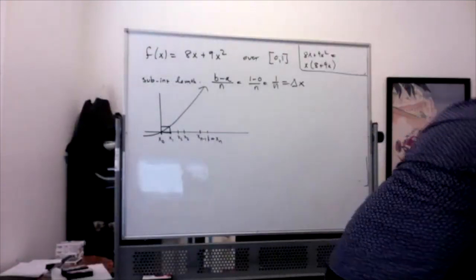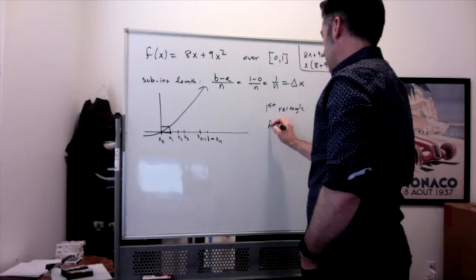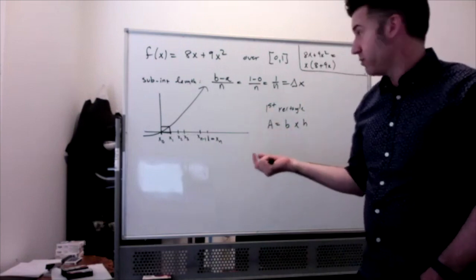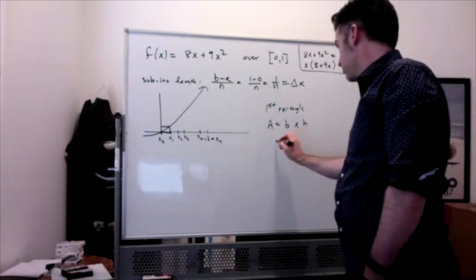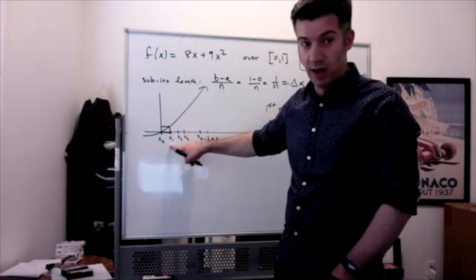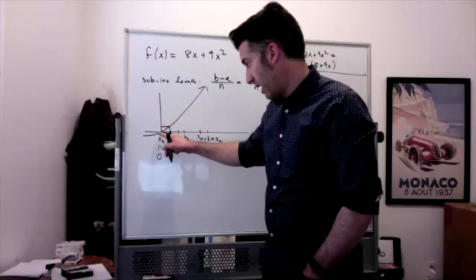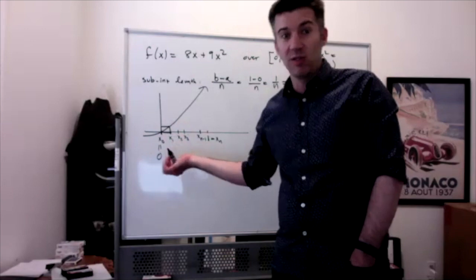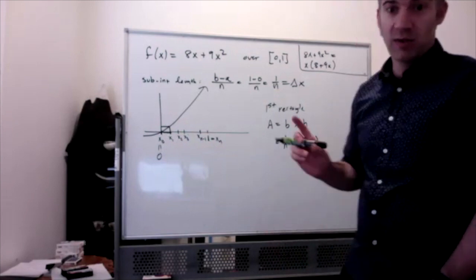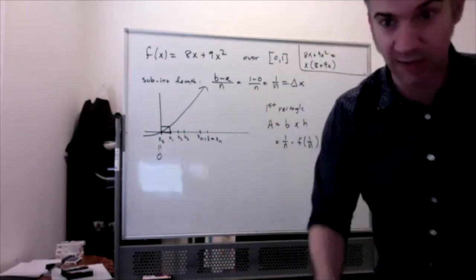So the first rectangle, the area is going to be given by the base times the height. The base is the length of the subinterval, which is 1 over n. The height is what you get when you plug in that value to your function. Now, that value is also 1 over n, because we started at 0, and we added 1 subinterval length to get to the next one, which is 1 over n. So that's the area of the first rectangle. Now, this question specifically asks, what x value should you evaluate the function at? Well, the x value we're evaluating the function at is, in fact, 1 over n.